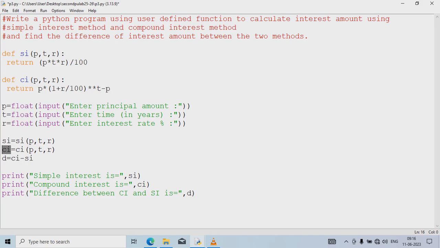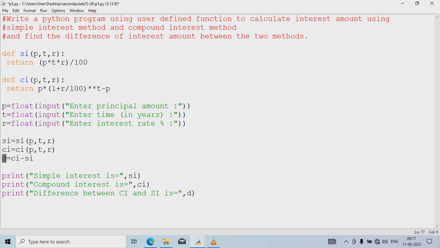Now you are going to calculate. Normally ci is a higher value than si value, because here interest will be charged on accumulated interest, so always ci will be higher than si. So you deduct ci value minus si value, and store the difference in d variable.